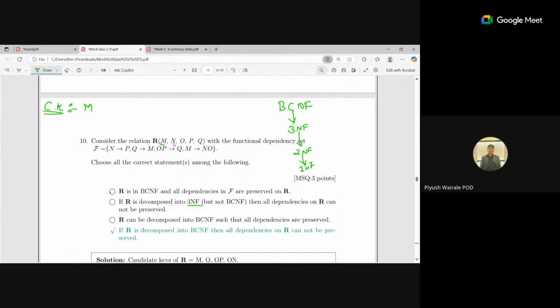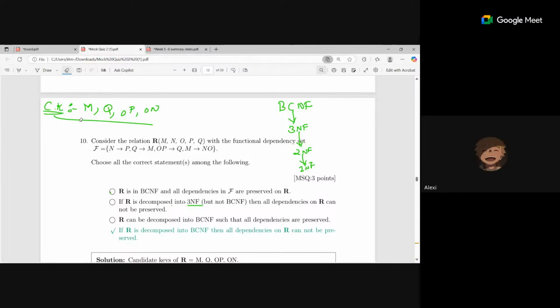And go for N. From N, we are not going to get anything. Q is there. Now we are done with M and Q. Now we are left with N, O, P. So go for combination of NO, NP, or OP. You can find out OP and ON is basically a candidate key here. It is already written here, so I'm directly writing it down. But I hope everyone understands how to find candidate keys, right?